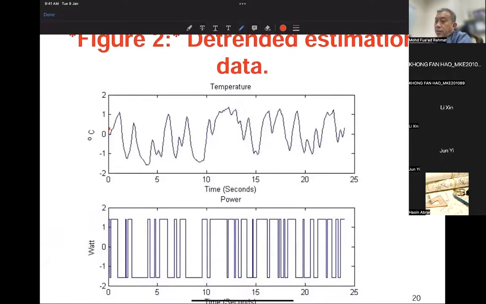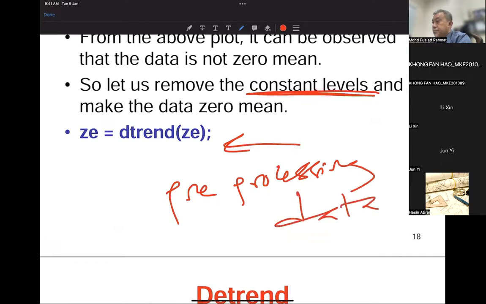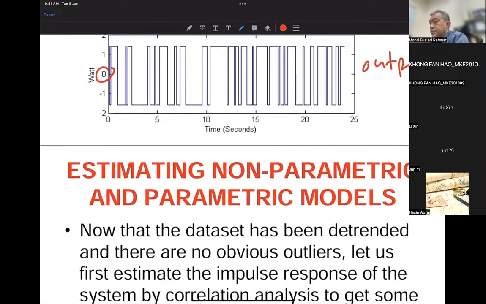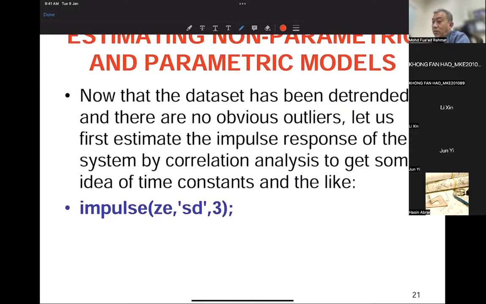Now you can see that the data starts from zero, for the input and for the output. So that is what we call pre-processing data. After pre-processing, after removing the means, it starts from zero. So your data in your assignments also needs to be like this. When you capture the data, it's not from zero, so you have to remove the means and everything must start from zero.